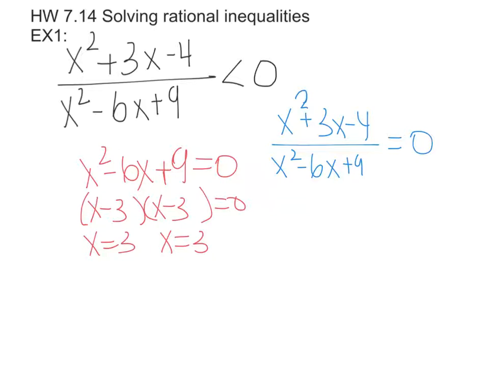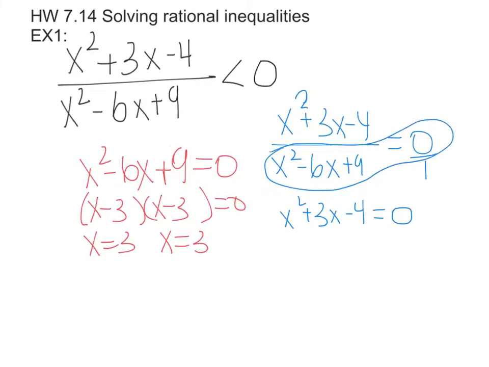The next thing I'm going to do is, since I see on the right side of the equation it just says 0, I'm just going to put that 0 over 1, and now I'm going to cross multiply. So when I cross multiply, I get x squared plus 3x minus 4 equals 0, because this x squared minus 6x plus 9 times 0 just gives us 0. So now actually this isn't so bad.